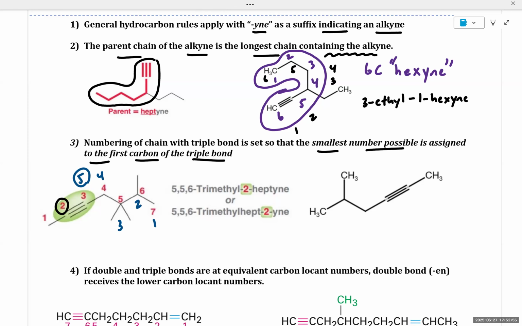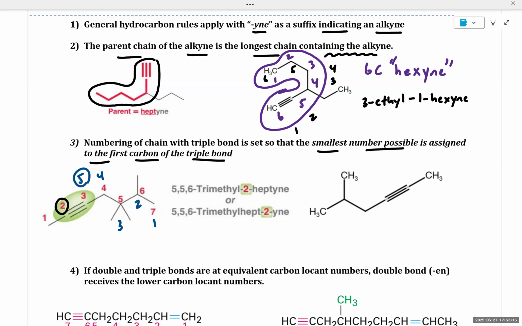That's the newer way of naming it. It can also be named 5,5,6 trimethyl hept 2-yne, which is the old school method of naming it. Both methods of naming are valid. Key point, the alkyne gets the lowest locant number possible.